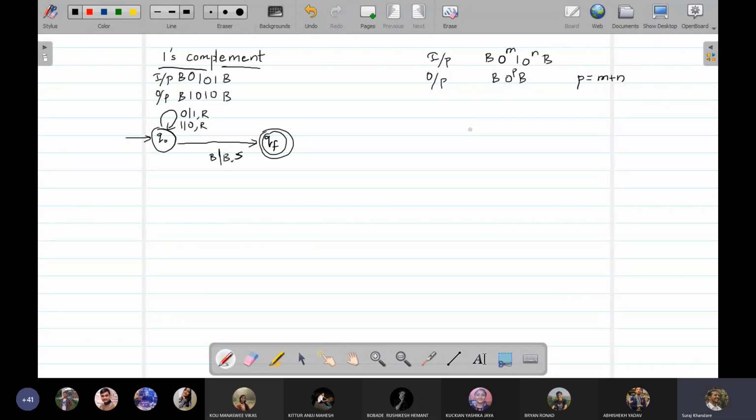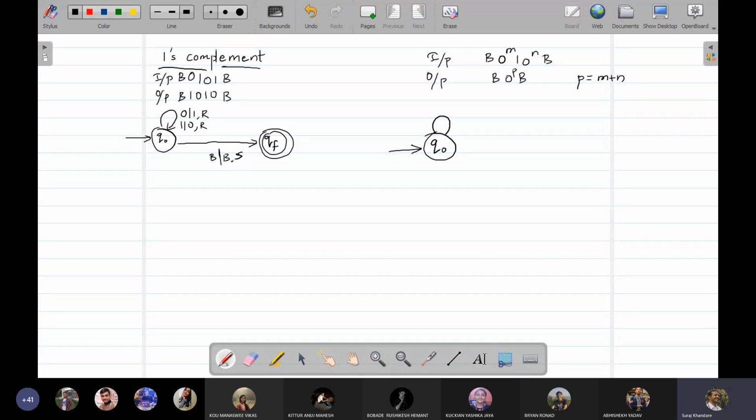So what we do for this? This is also quite a simple problem, similar to what we have done in one's complement. We are supposed to match the number of zeros in the output with the number of zeros in the input, which is a combination of 0 raised to m and 0 raised to n. So addition of those two zeros should be equal to the number of zeros here. There is one which is used as a separator. We need to take care of that.